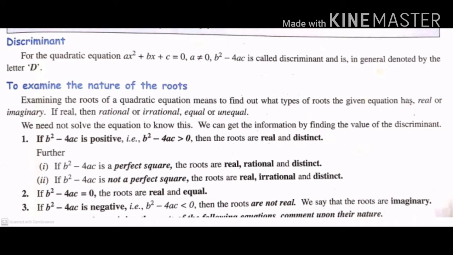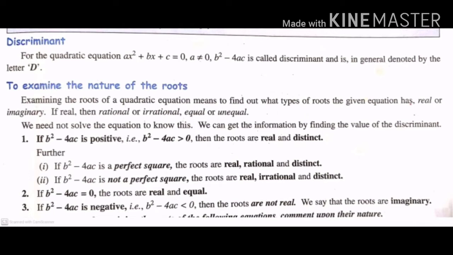Now why are we learning this? Because in the last exercise we learned how to find the roots using the formula method. In this exercise, we are going to learn how to examine the nature of roots without finding them. There is no need to find the roots; before that we can say what type of roots they are, either rational, irrational, or real, distinct, like that.